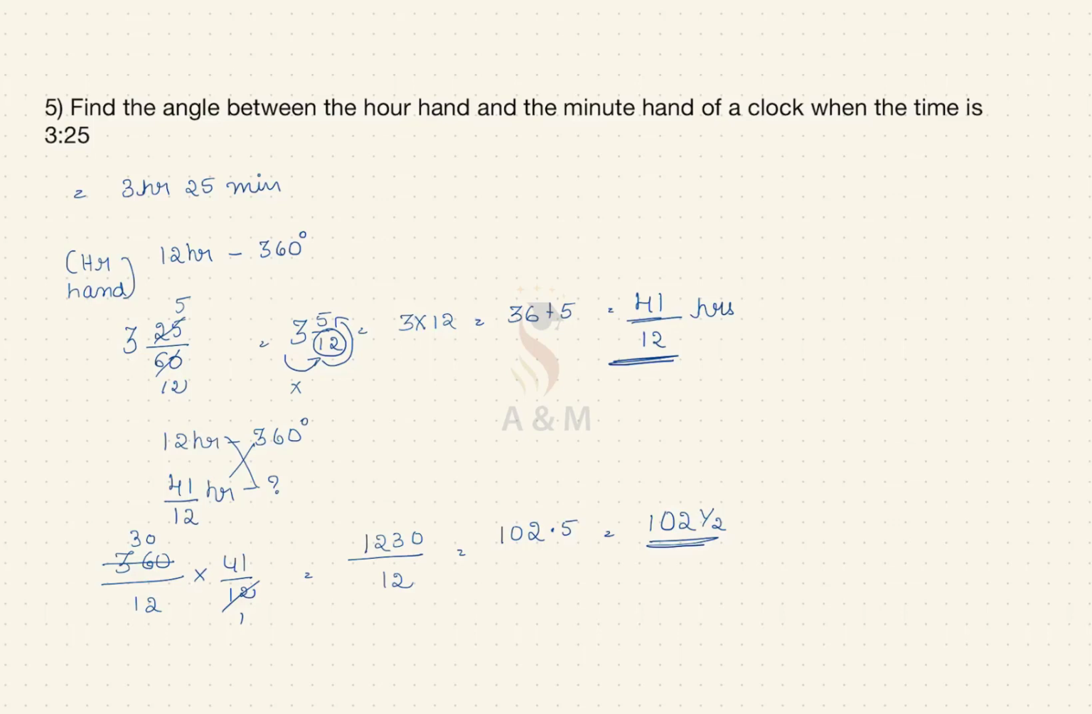This includes the hour hand plus the minute hand's contribution, correct? Now you have to find it only for the minute hand. Once that is done, you have to take the difference of it.